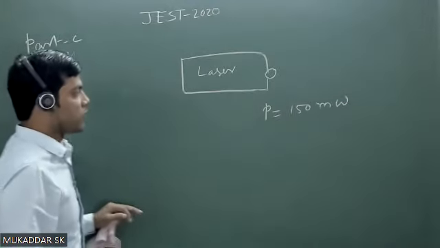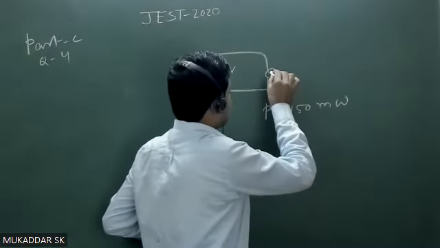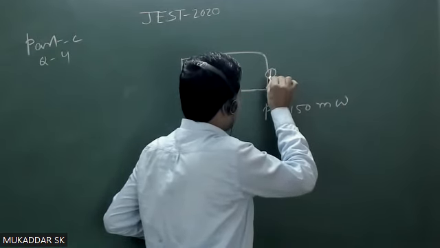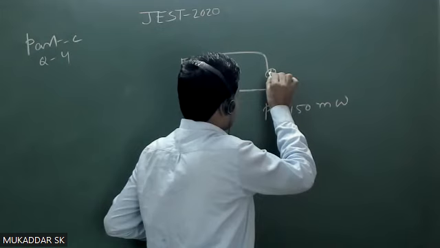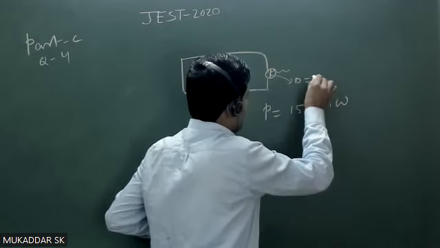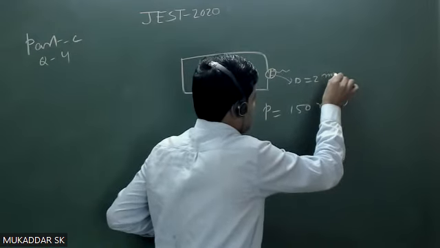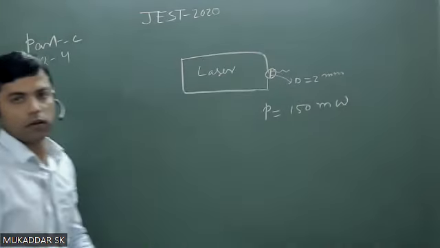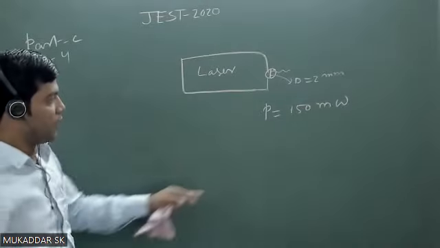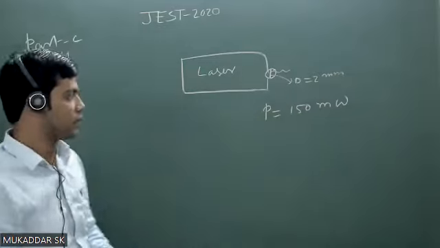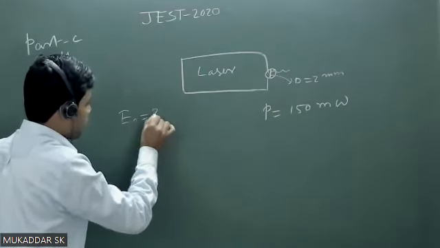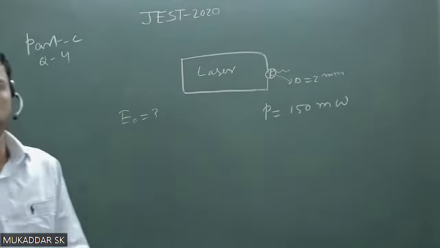Okay, and also the beam diameter is provided. Suppose it's a beam, that is the beam of output laser. The diameter of this beam is 2 millimeter. So you have to calculate the amplitude of electric field associated with this beam. So basically you have to calculate E0, the amplitude of electric field.